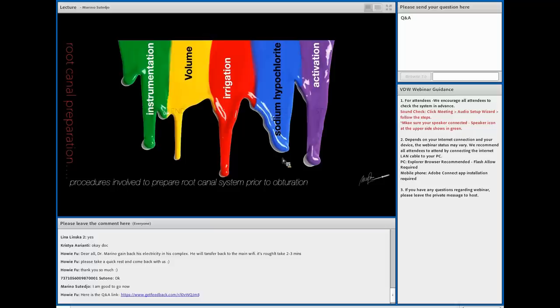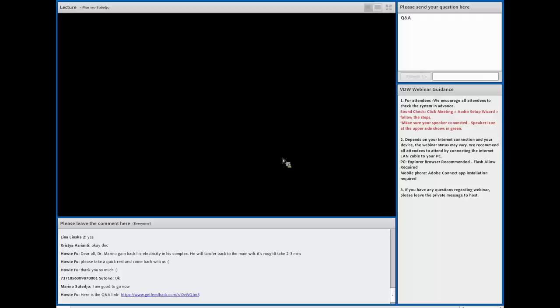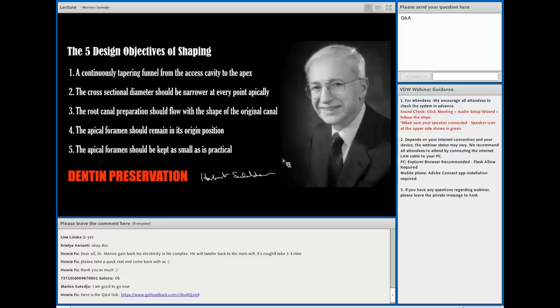In this instrumentation, we need to create some volume so that it can cope with our irrigation protocol, in this case mainly sodium hypochlorite. And then how can we activate this sodium hypochlorite in order to clean and digest all the tissue inside the root canal systems? I think all of you know this concept of shaping.